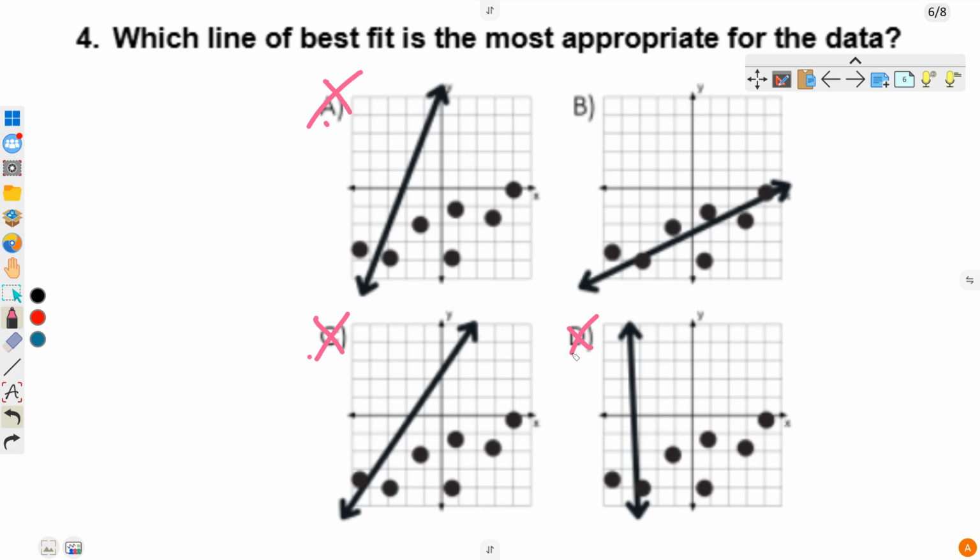Now look at B. We can clearly see I got points on this side. I got points over here. I got some points on my line. That line is in the middle. It is right there with the data. Okay, it's going in the same direction. It's right next to it. It's touching some of it. That is going to be our line of best fit. Okay, so make sure you can recognize that.